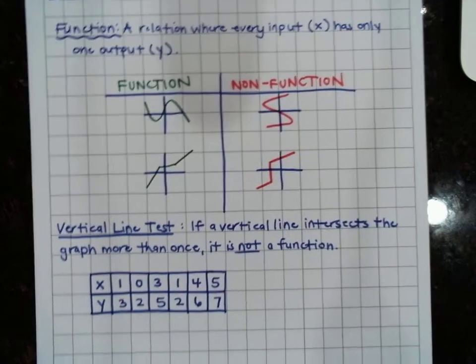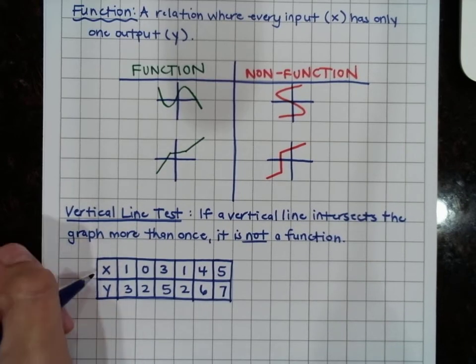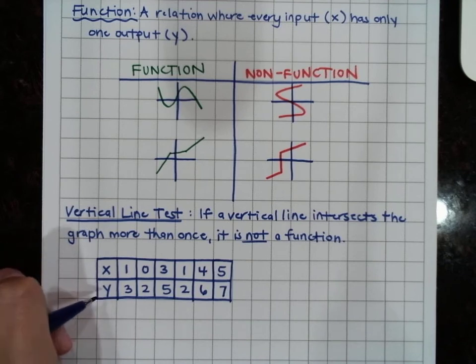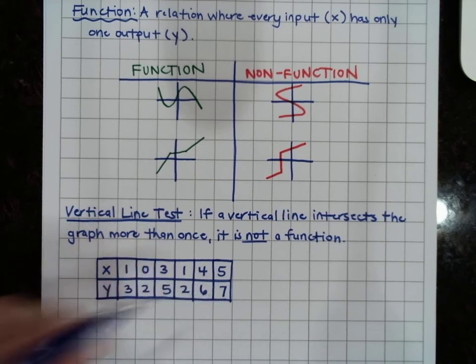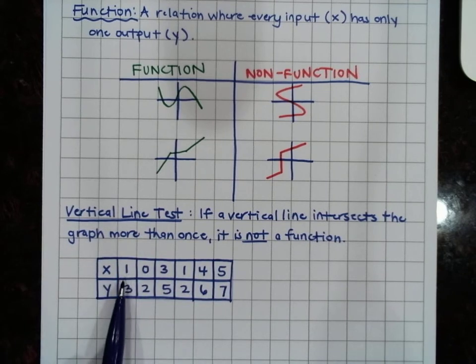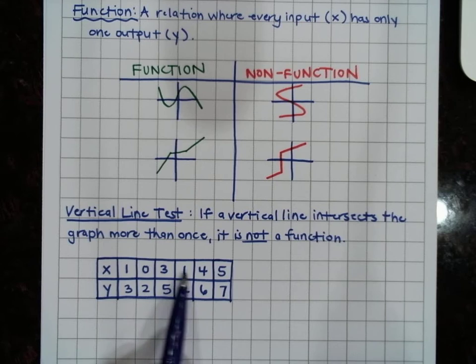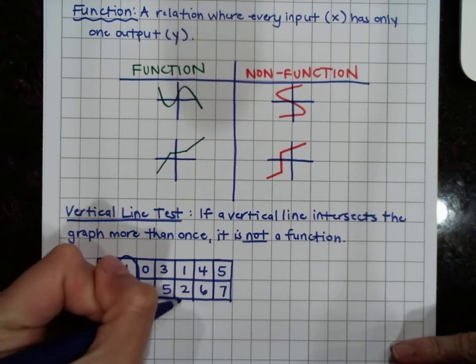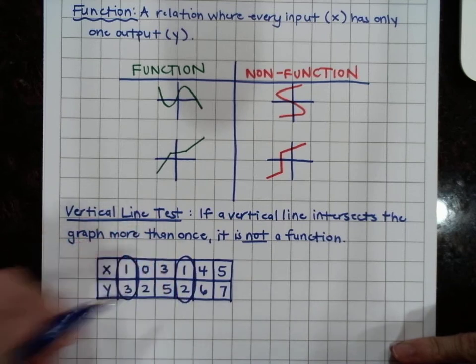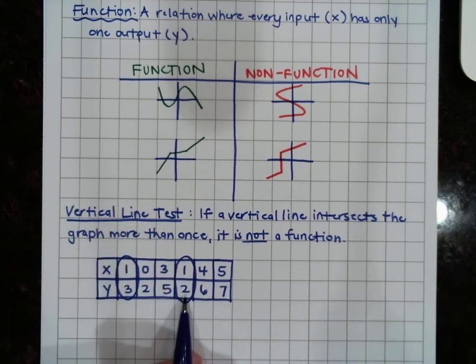Okay, so let's look at our table here. So x, remember that's our input, and y is our output. So does each input have only one output? Well, all we're worried about are ones that repeat. So if we look at 1, 3, and then this one also has an x of 1, look, we get a 2. So this is not a function.